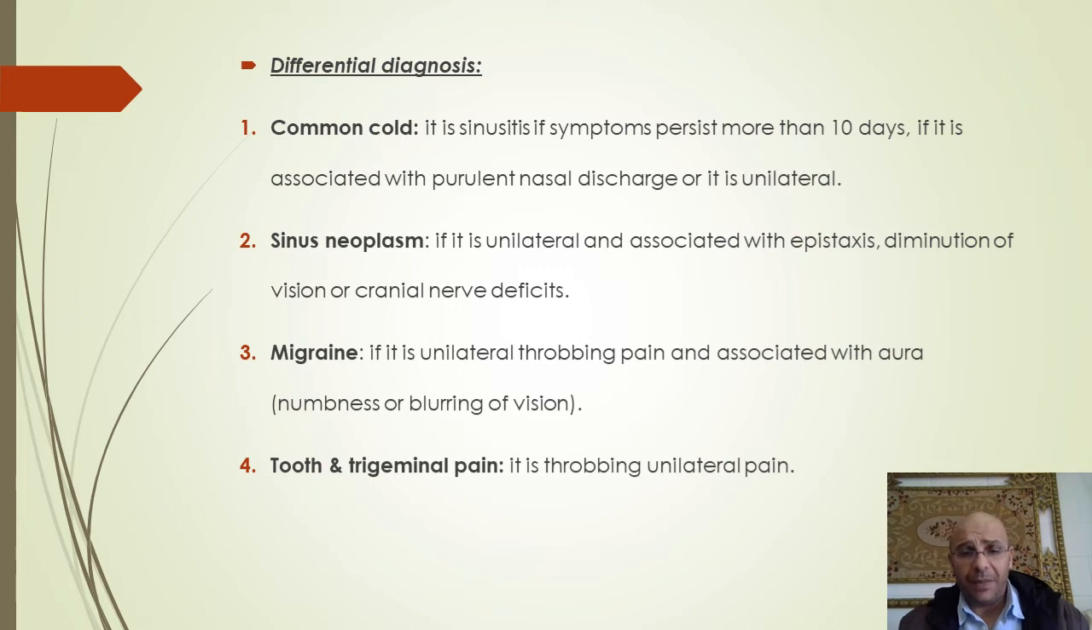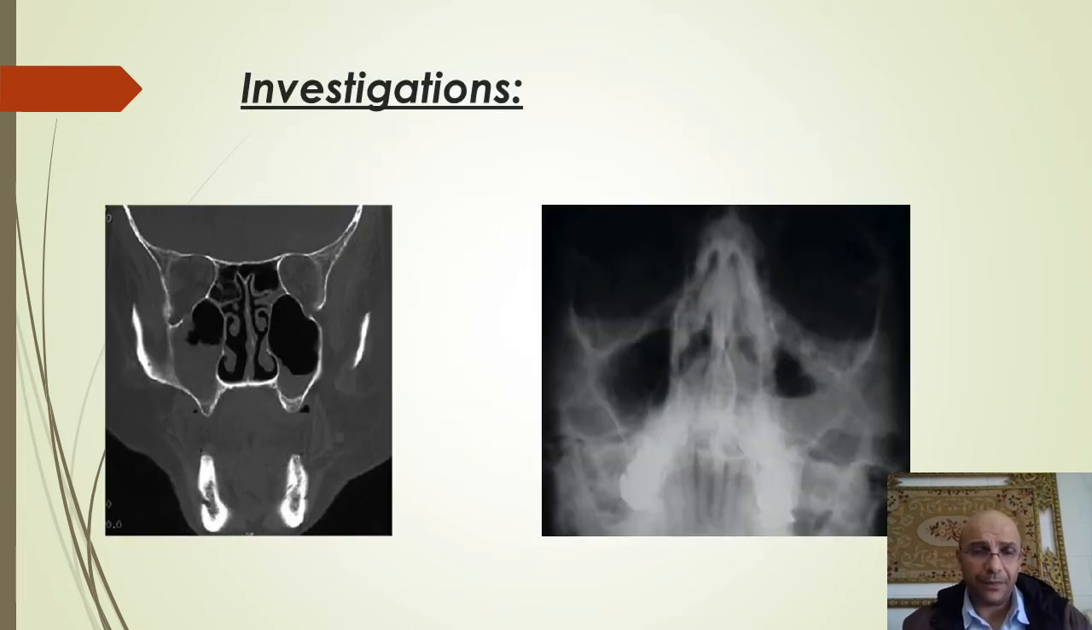Tooth problems or trigeminal pain: throbbing unilateral pain. Investigations: in the past we used the plain X-ray. This is a sinus view. Limited value nowadays. You can see here a well aerated right maxillary sinus, but here there is a fluid level in the left maxillary sinus. Nowadays we are using CT, more accurate, giving us more details for diagnosis and surgical intervention.